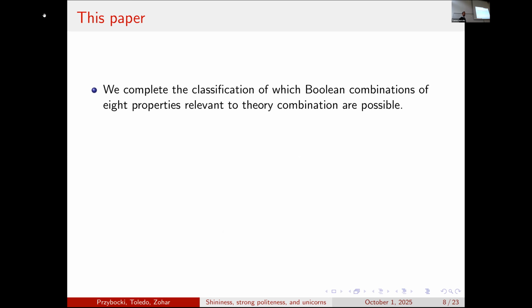So one thing we do is we complete the classification of which Boolean combinations of 8 properties relevant to theory combination are possible. So that table I showed you, it's actually an even larger table now. We filled in every grid with either an example of a theory or a negative result. And in doing so, we have a few independently interesting results. So one is a new decidability result for so-called shiny theories, which I'll introduce in a minute.